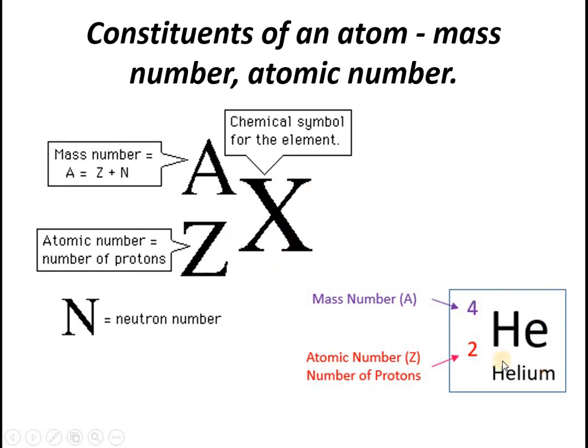Let's see an example. It is helium, the symbol of the helium element. This is the mass number. Mass number is equal to the number of protons plus the number of neutrons. Now, the number of protons is equal to the atomic number. So, we can find the number of neutrons, like 4 minus 2. So, the number of neutrons will be 2.